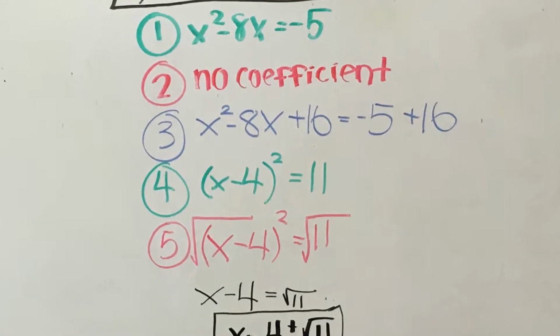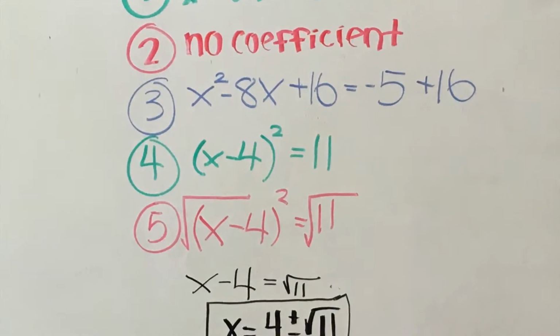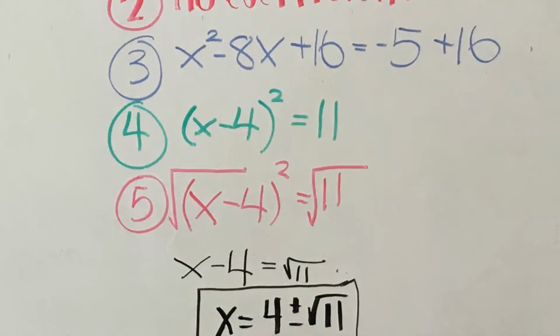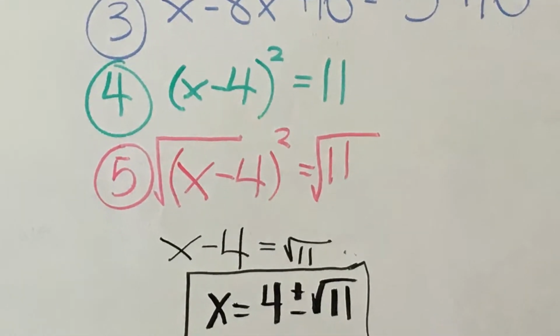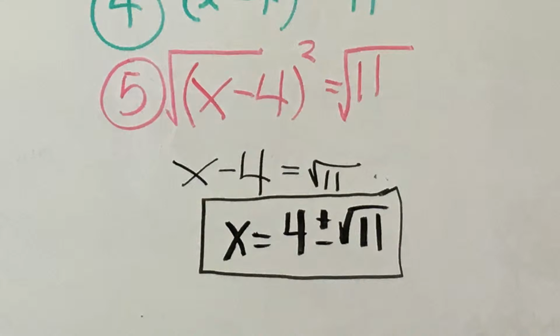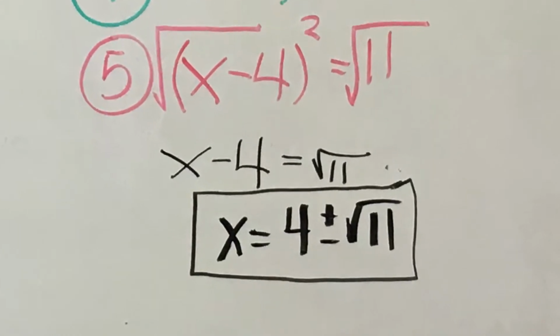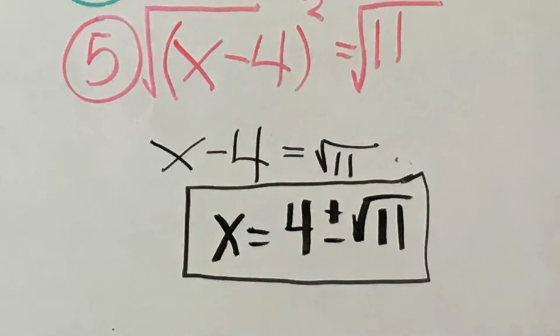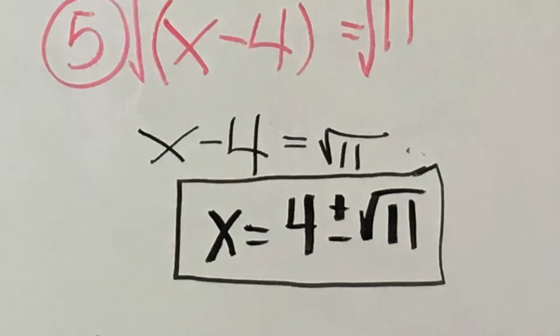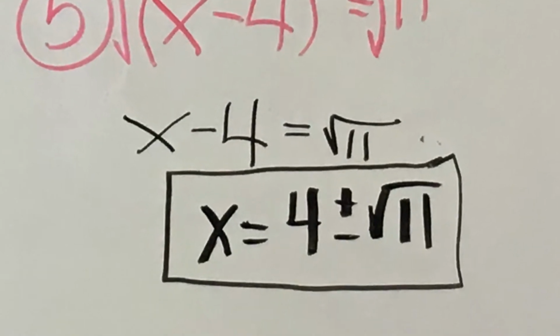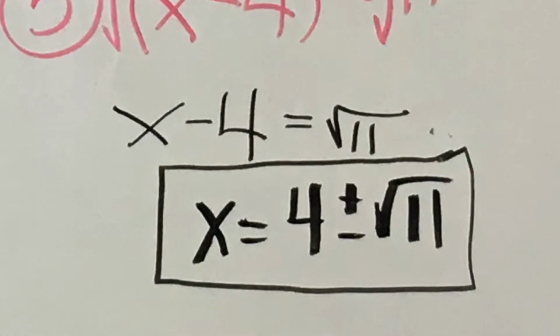Next, we're going to solve for x by taking the square root of both sides. So we have the square root of x minus 4 squared, and we have the square root of 11, which gives you x minus 4 equals the square root of 11. Now to finish the problem, you're just going to add 4 to the other side of the equation. So you have x equals 4 plus or minus the square root of 11. Always remember your plus or minus when you're taking the square root of something.